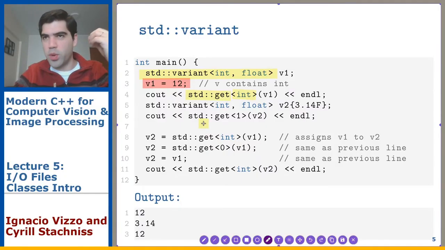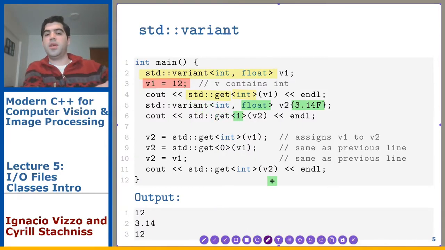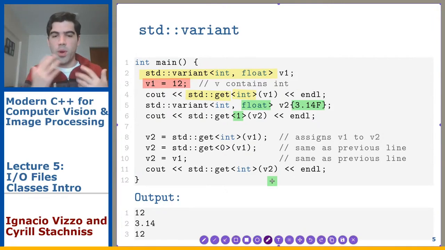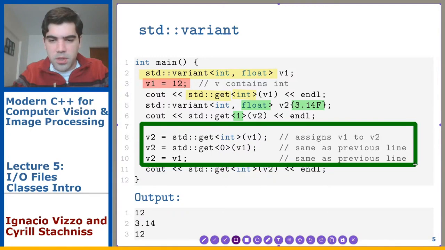But there is an easy way to catch this error. There are also examples on cppreference. For example, I have another variant that is going to be of type float, and in this case I initialize this variable with this number. Then I can also get the floating part of the variant using this syntax with 1, because the 0 part is the integer part and the 1 part is the float. I can also put float there. These three lines here have the same meaning, so basically this is all the same.